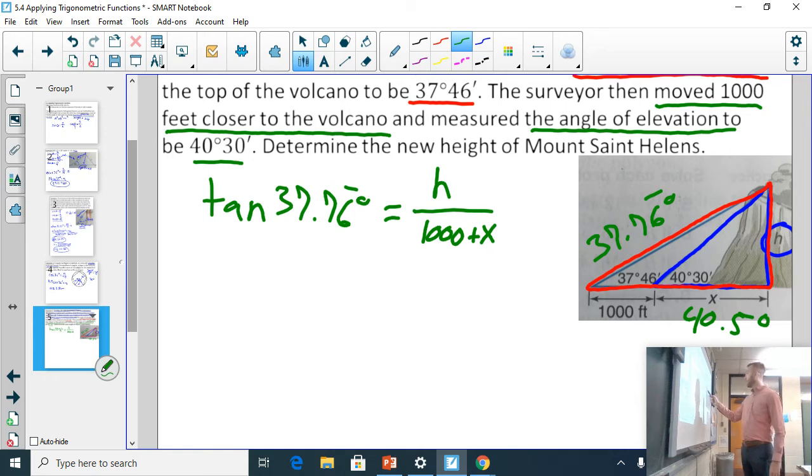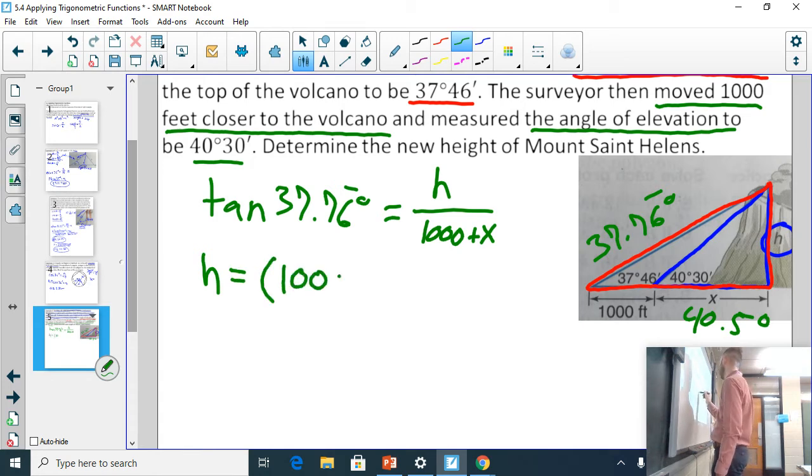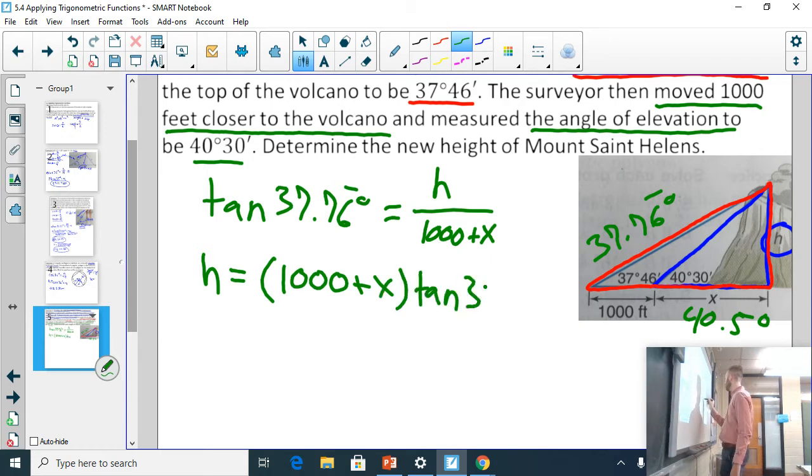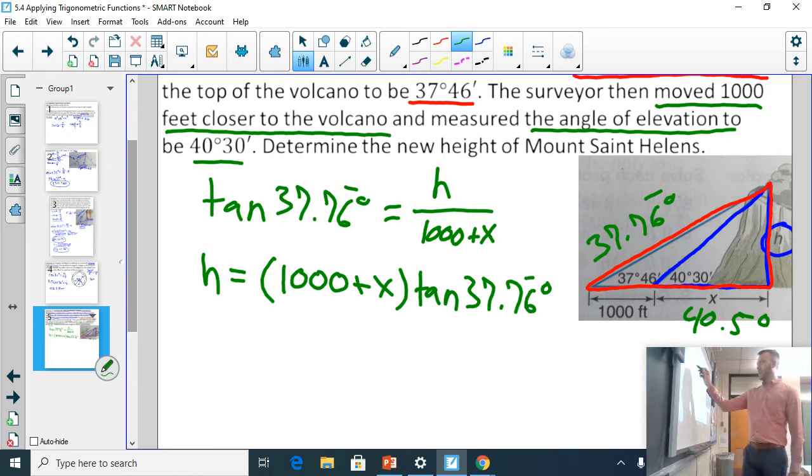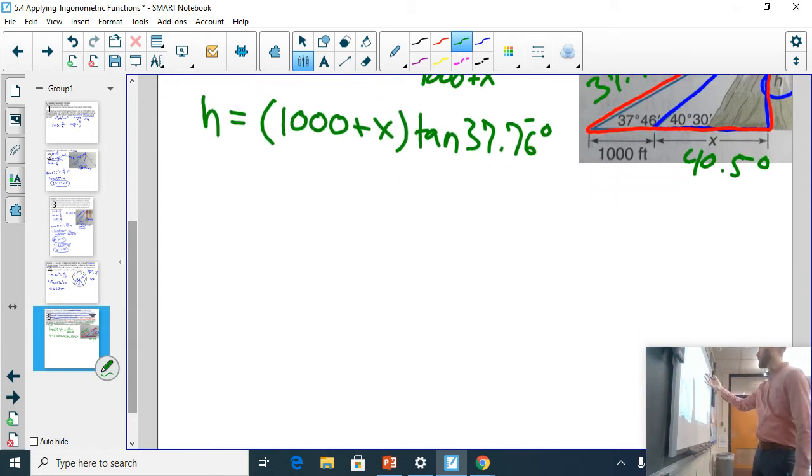And now I'm going to solve for h by just multiplying that 1000 plus x, sorry, times the tangent of 37.76 degrees. And now that's what I want. I want h, but we don't know what x is, so that's the problem.